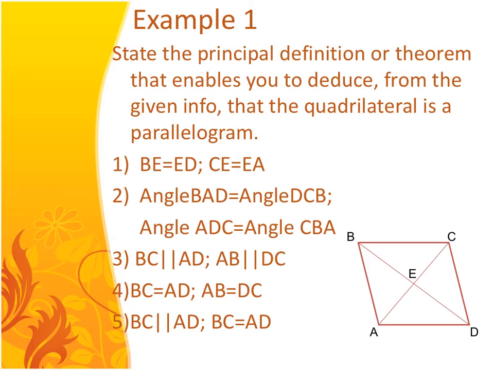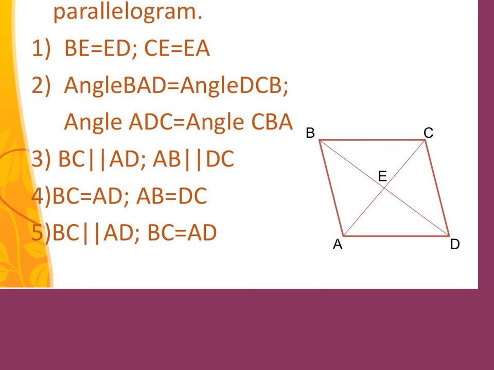All right, this says state the principal definition or theorem that enables you to deduce from the given info that the quadrilateral is a parallelogram. So if I look at number 1 and I want to mark BE is equal to ED and CE is equal to EA, is it a parallelogram? Yes. And how do you know that? Because the diagonals bisect each other. Good. Diagonals bisect each other.